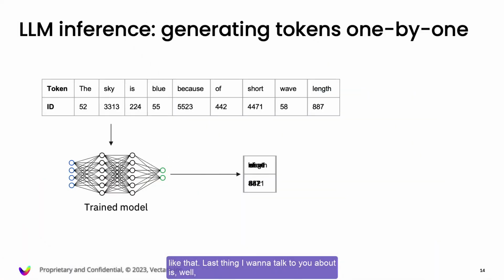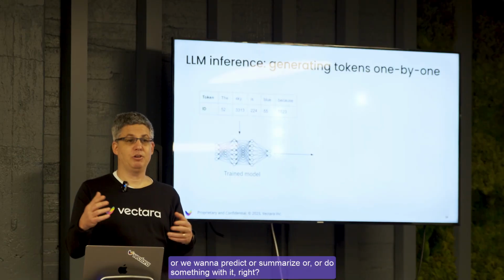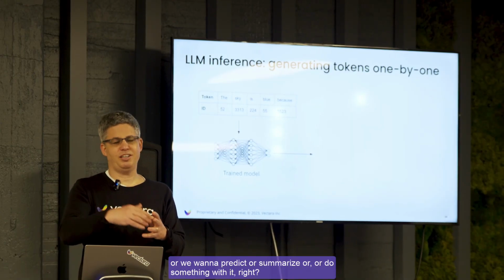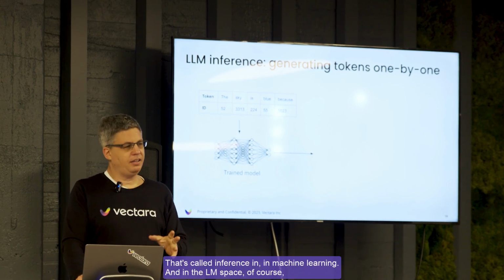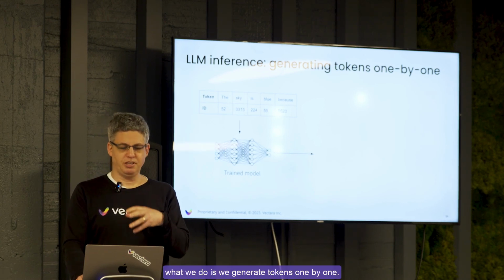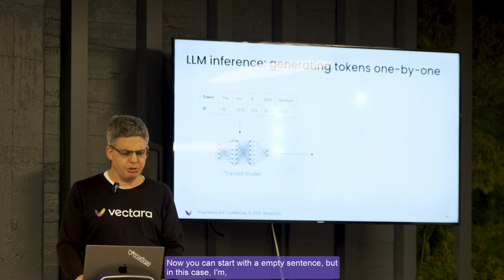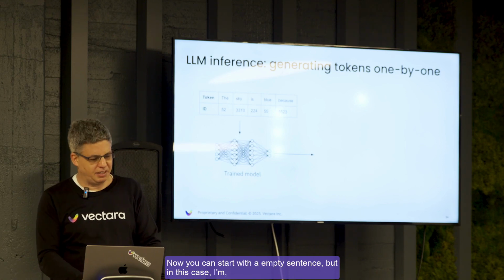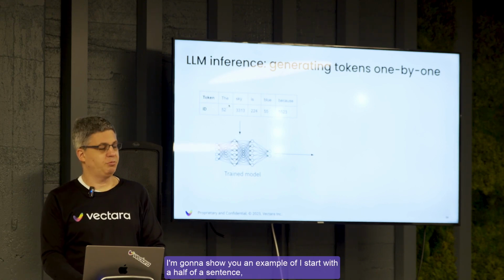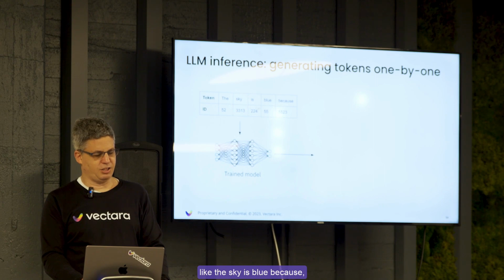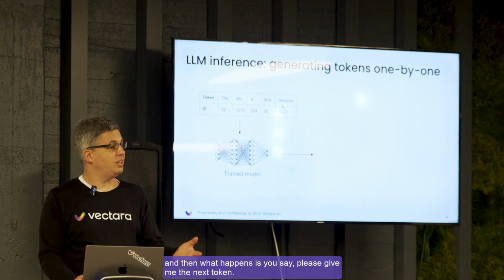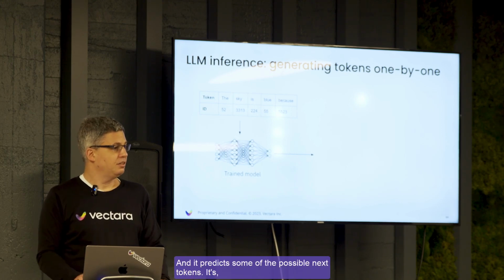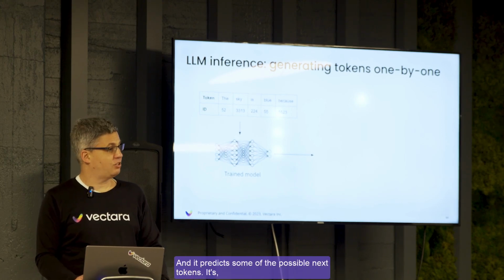The last thing I want to talk to you about is, we train a model, great. Now I want to do what's called inference. So we want to predict or summarize or do something with it, right? That's called inference in machine learning. In the LLM space, what we do is generate tokens one by one. You can start with an empty sentence, but in this case I'm going to show you an example where I start with half of a sentence, like "the sky is blue because." Then you say, please give me the next token, and it predicts some of the possible next tokens.